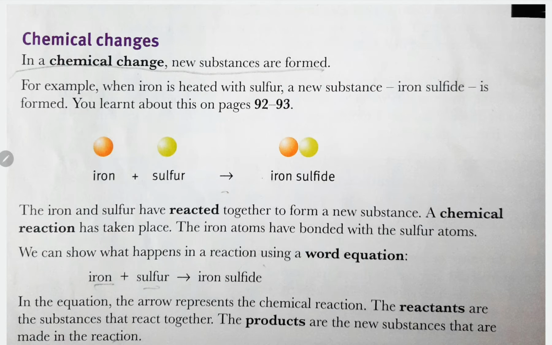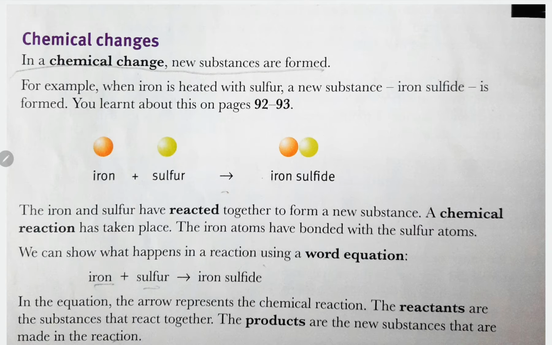For example, when iron is heated with sulfur, a new substance called iron sulfide is formed. Okay. When iron is heated with sulfur, a new substance called iron sulfide is formed. That is, iron plus sulfur will combine together to form iron sulfide.